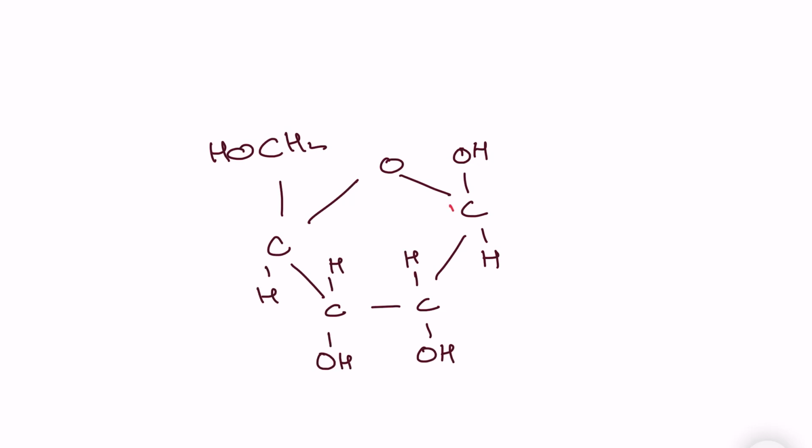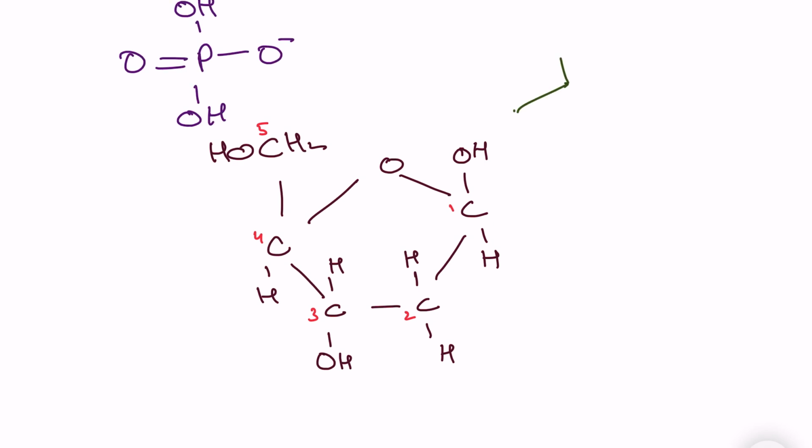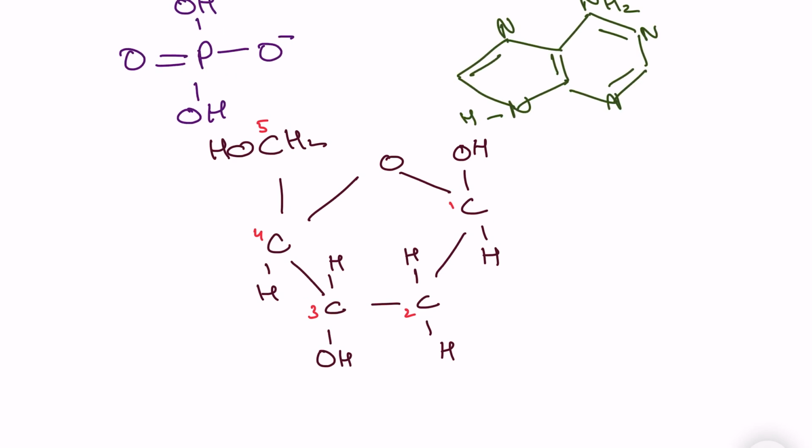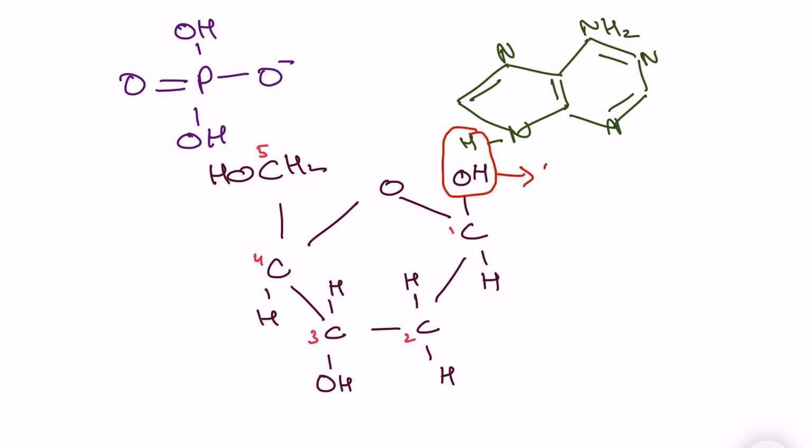Actually, in case of DNA, the oxygen from the OH group at carbon number 2 is removed and we have only hydrogen here. That's why it is known as deoxyribose. The other two subunits of a nucleotide are phosphate group and a nitrogenous base. This hydrogen atom from the nitrogenous base and OH group from ribose react together to give a water molecule, and the two groups are joined together through a covalent bond.